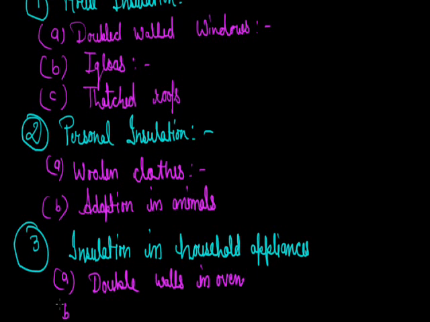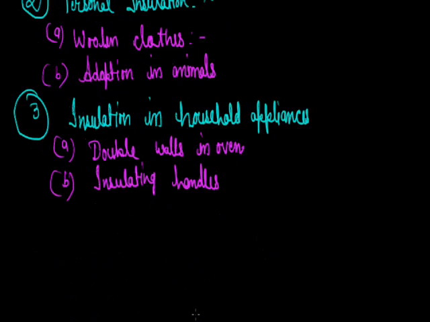Second is insulating handles. Cooking utensils are made of metal so that heat can easily be conducted through their base. But they are provided with handles of bad conductor such as ebonite or wood to hold them easily, as handles will not conduct heat from the utensil to our hand.